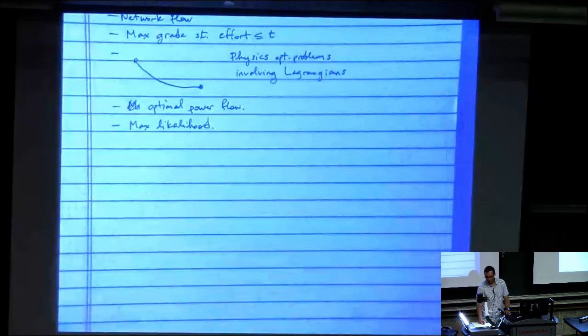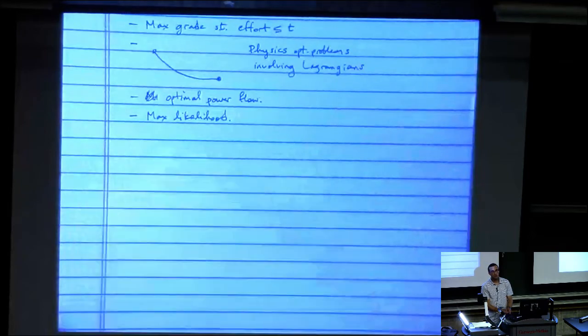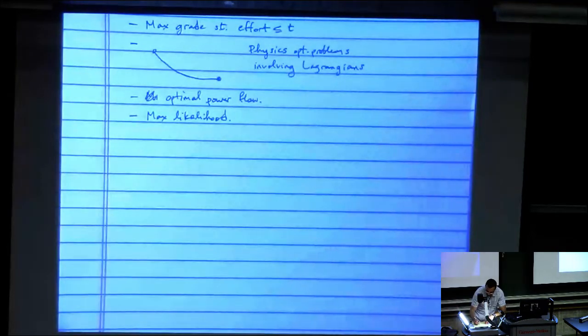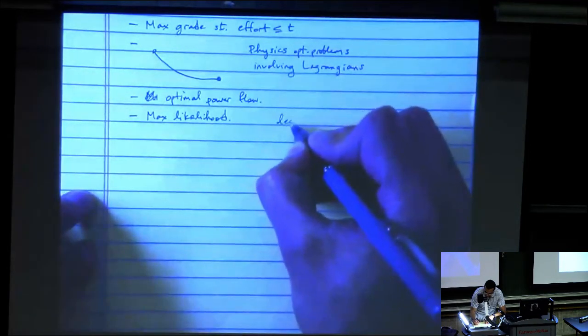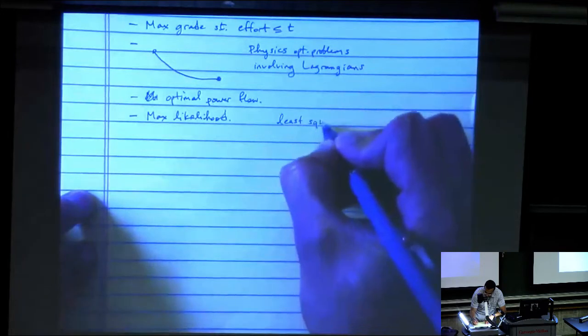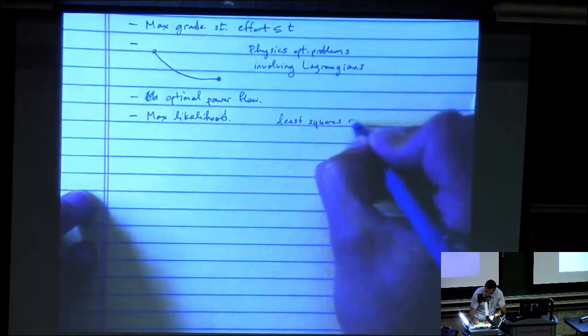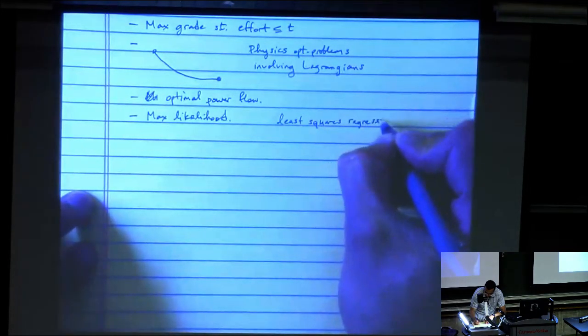So that's a statistics example. We have some likelihood. It's a function of some parameters. We want to maximize the likelihood to find the parameters. That already encompasses, as an example, things like least squares regression, and logistic regression.